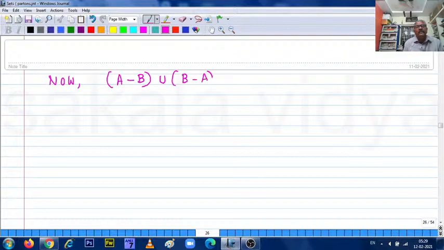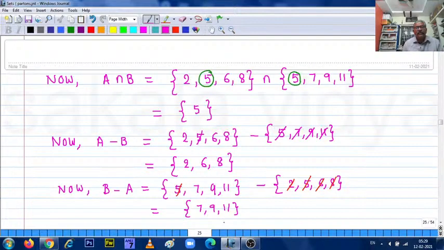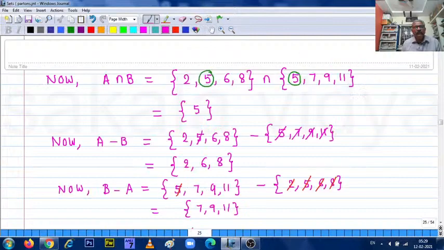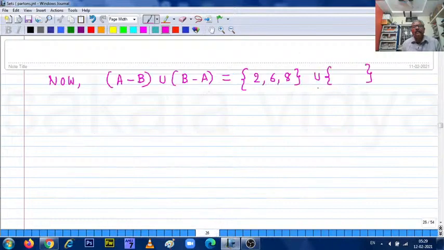Already A minus B we know. First A minus B we need to find out. So that is 2, 6, 8. 2, 6, 8 union B minus A. What is B minus A? B minus A is 7, 9, 11. Just club all the elements. So we get 2, 6, 7, 8, 9, 11.